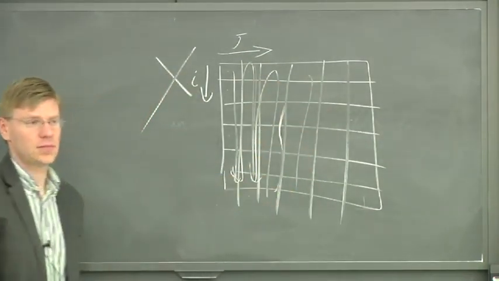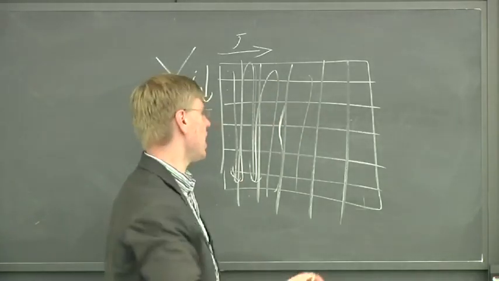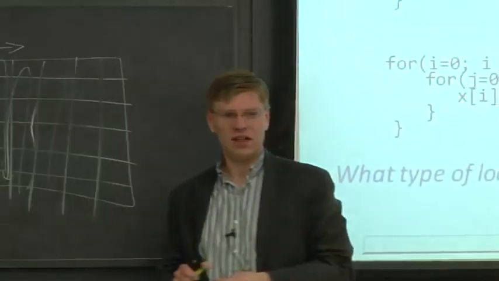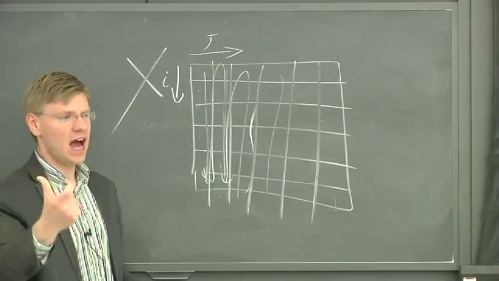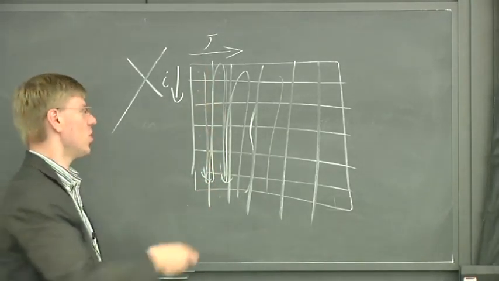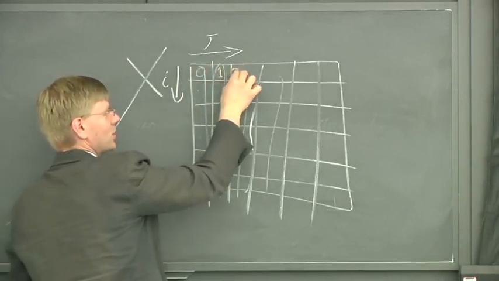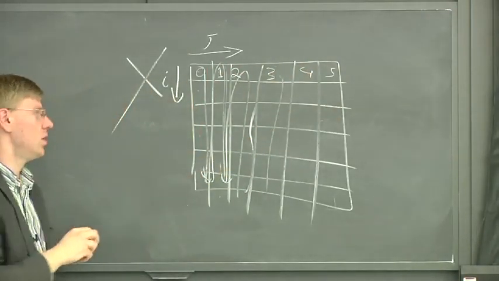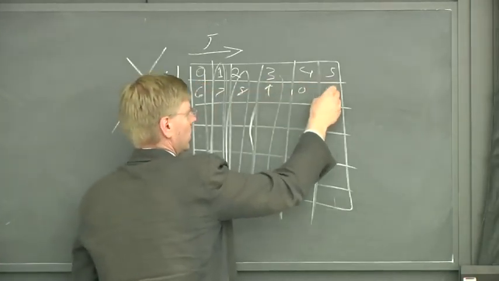By default, in C, this array gets laid out such that the second index gets laid out contiguously, and the higher order index gets laid out non-contiguously. So this would be address, let's say, 0. This would be address 1. This would be address 2. This would be address 3, 4, 5, assuming these are all bytes. And then we come back over here, 6, 7, 8, 9, 10, 11.